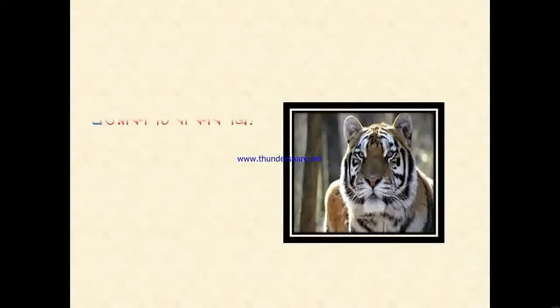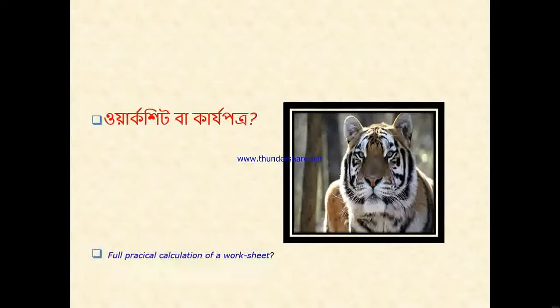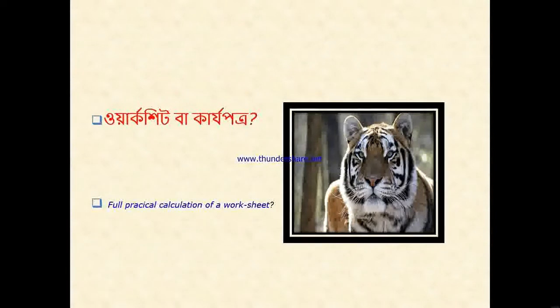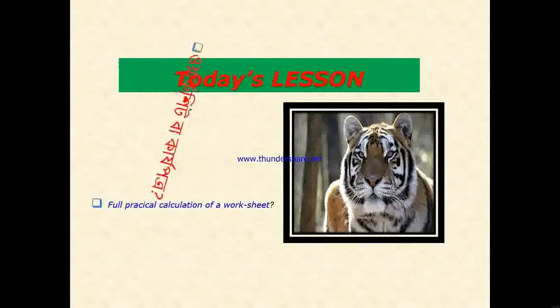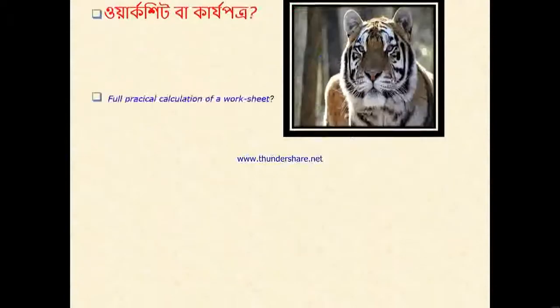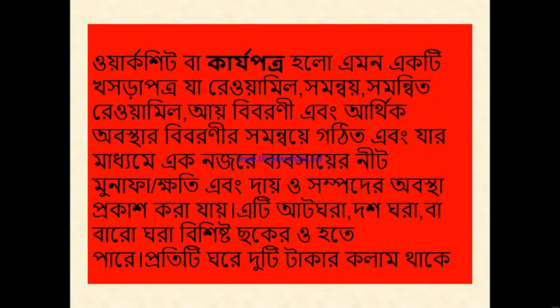At the end of the session, we will know about the definition of worksheet and the calculation procedure of worksheet. And it will be the full procedure for calculation of a worksheet. A worksheet is a columnar sheet or a computer spreadsheet on which an accountant summarizes the whole information by the combination of unadjusted trial balance, adjustment, adjusted trial balance, income statements, and financial statements.